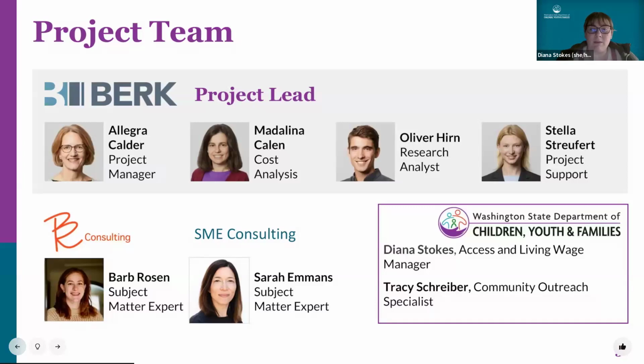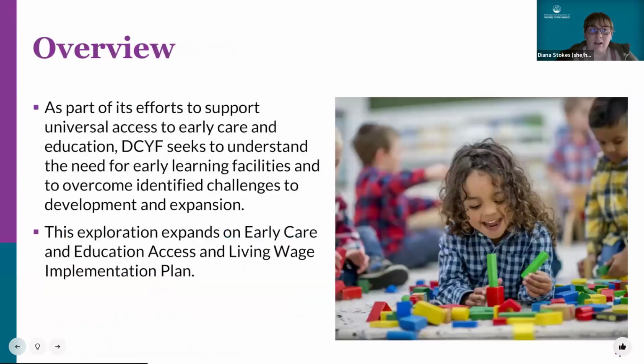As Julie mentioned, this work is really connected to the Early Care and Education Access and Living Wage Proviso. So if we can move to the next slide, this is a quick overview of the work that's happening. As we think about universal access and increasing access that's affordable for our families, we really also need to understand the need for early learning facilities and overcome these identified challenges that will support development and expansion of programs. And so this really leads into this exploration project, but it's really meant to be a continuation of the Access and Living Wage Proviso. While that implementation plan will be submitted to legislators later this summer, this facilities work will continue on and build our knowledge as to how we support families.